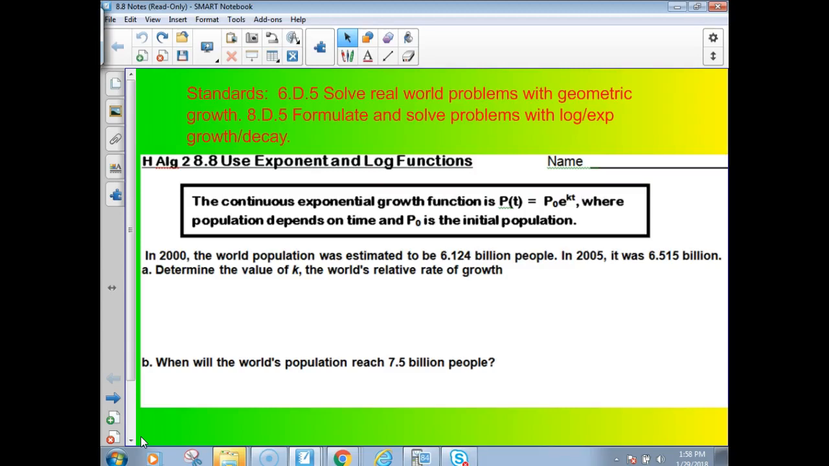Okay, finally, this is the last section of our Unit 4. Guess what's coming this week? Okay, end of the week. So use exponent and logarithmic functions.